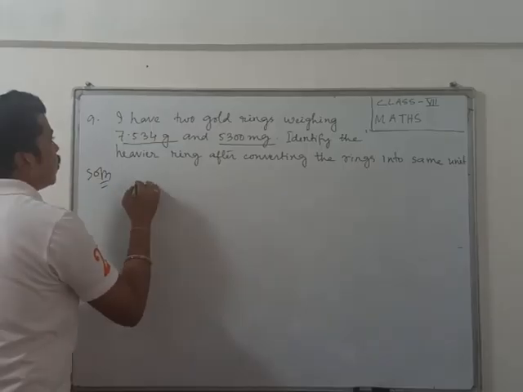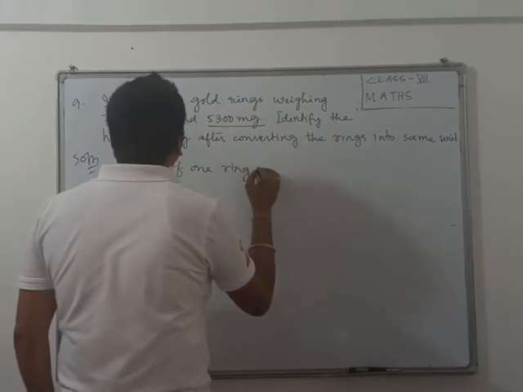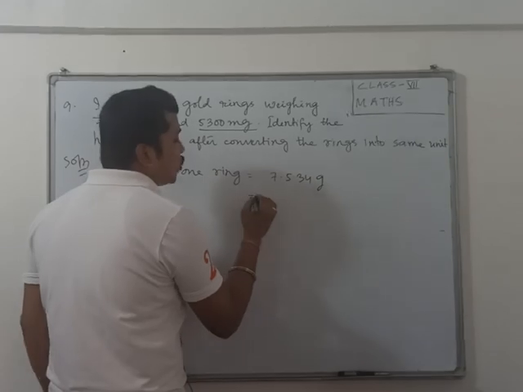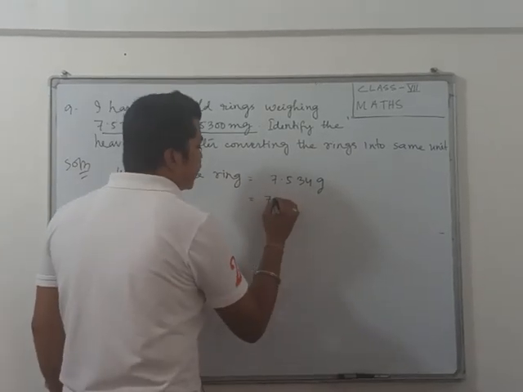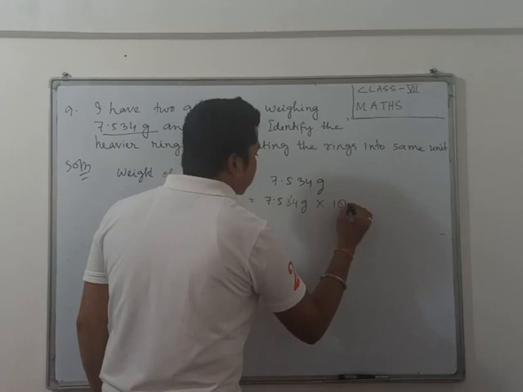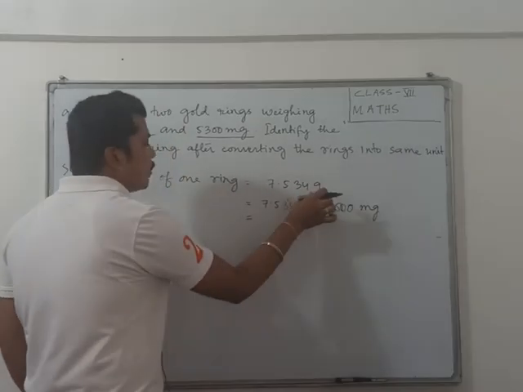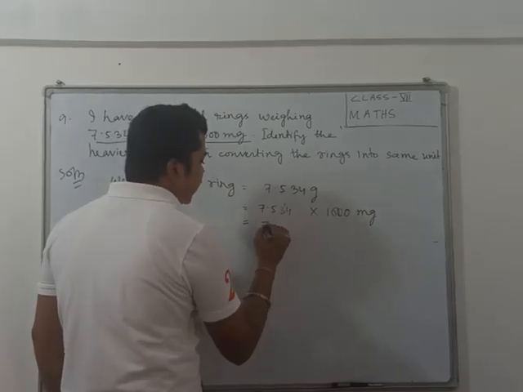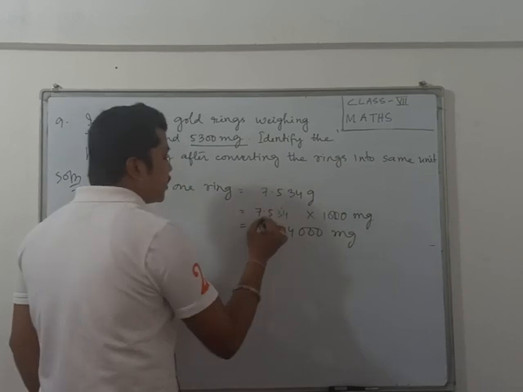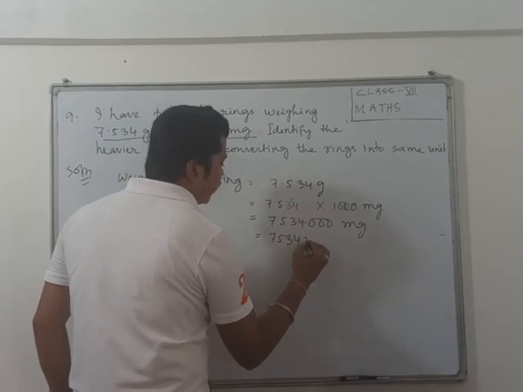Now, weight of one ring. Weight of one ring is equal to what is given? 7.534 gram. We know what? 1 gram equal to 1000 milligram. So, what we can write? 7.534 gram equals 7.534 into 1000 milligram. That means now we are changing gram into milligram. So if I multiply this, my answer will be 7534000 milligram. Now you have decimal before 3 digits. Now place decimal before 3 digits in your answer, it will be 7534 milligram, isn't it?